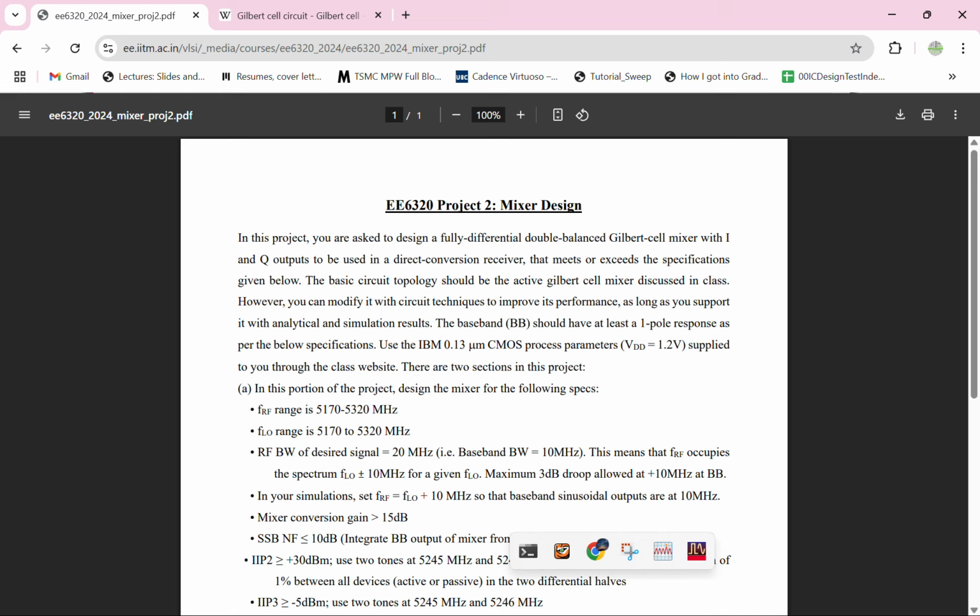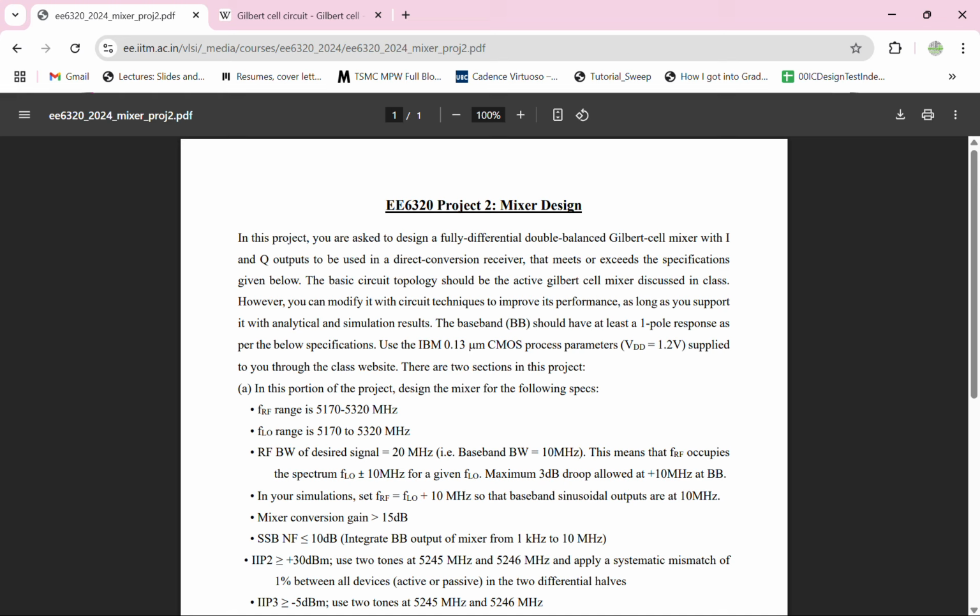So a mixer basically is a non-linear device that translates frequencies. That is, you take two frequencies, one probably at baseband, that is near DC, and then you do a frequency translation by a given frequency that is provided by the local oscillator, which we term LO, and change that frequency at baseband to frequency at RF.